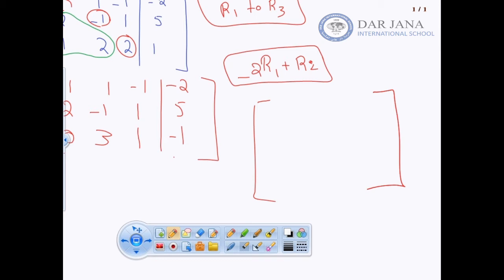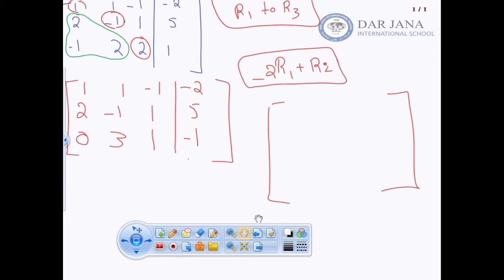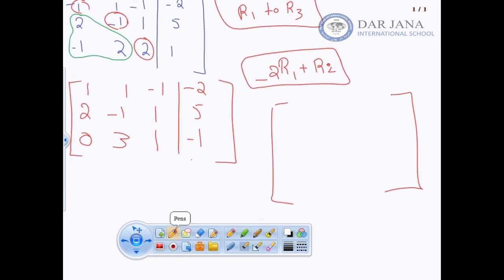R1 will remain as it is: 1, 1, -1 and -2. R3 will remain as it is. Okay, R2 will change. I'm going to write the result of the product of R1 by -2 above the elements of R2. And then we'll do the calculations.